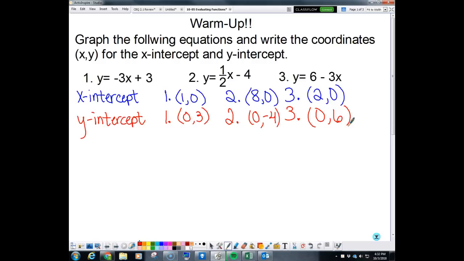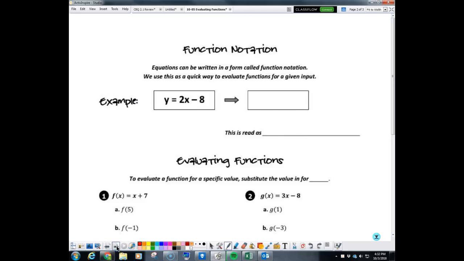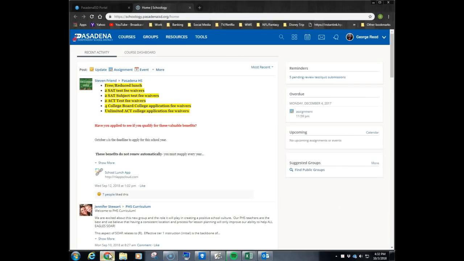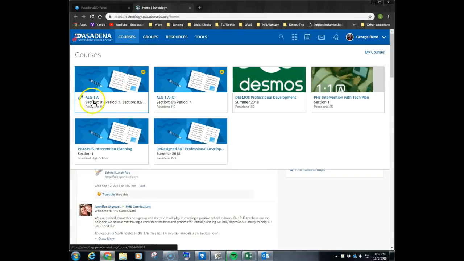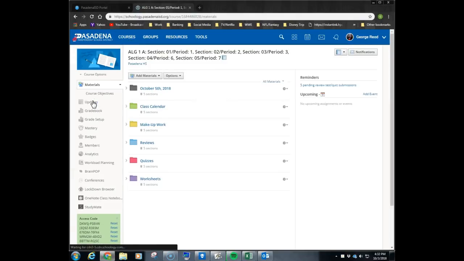Okay, so today we're going to go over function notation, and you've kind of seen it a little bit here and there, but we're going to dive deep into it. Okay, so today I have on Schoology, where is it at? It's down here. Okay, on Schoology, if you go to courses, and then you go to my course, Algebra 1. Okay, I made a folder, and it should be the very first folder, October 5th, that's today's date. Go ahead and click on that.